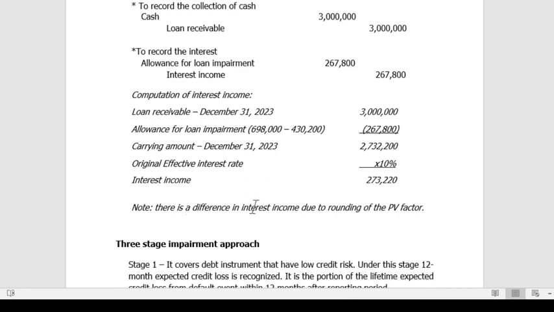Okay. There is a difference in the interest income due to the rounding of the PV factor. So, pwedeng gumamit ka ng amortization table as we have identified kanina, because at the end of the year ay magkakaroon talaga ng mga rounding errors dyan. So, tulad ng diniscuss ko kanina, i-squeeze mo yung items when you are looking at the final interest income.